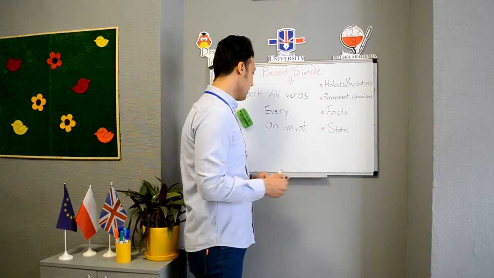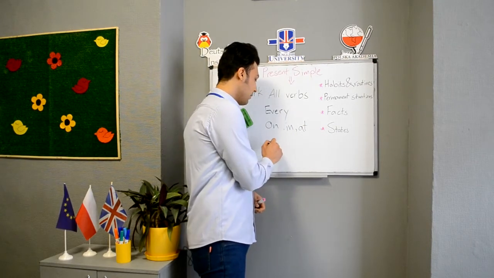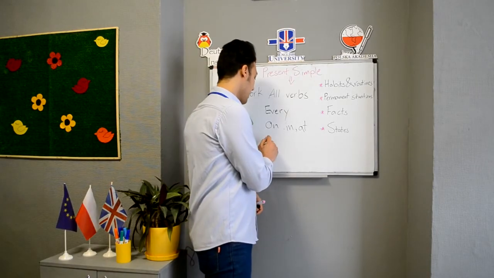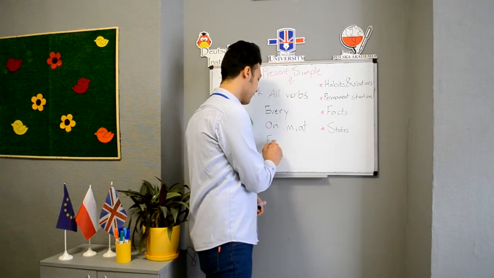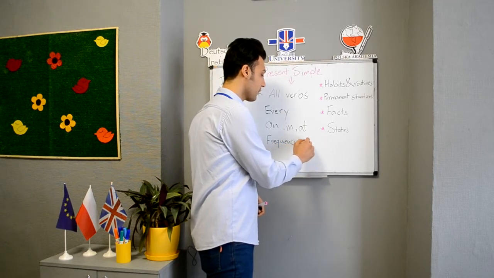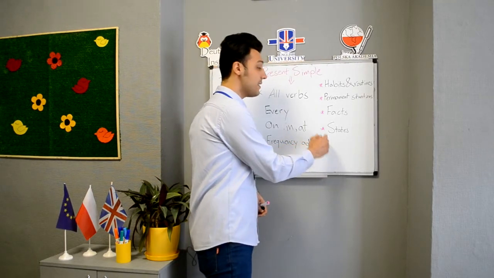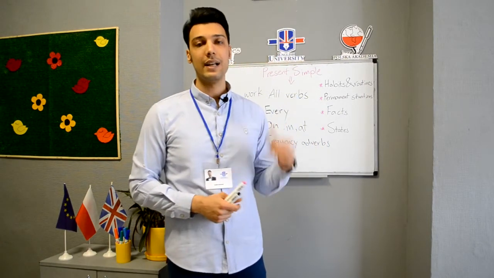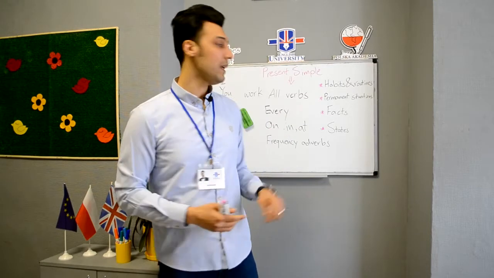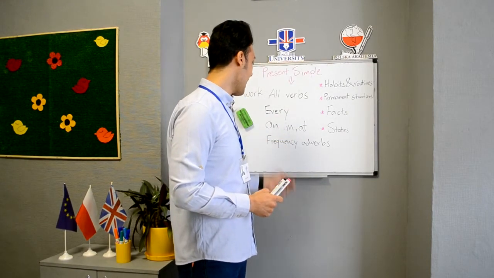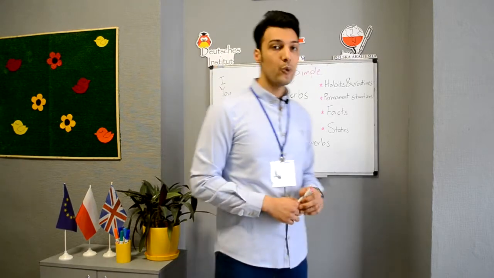The next signal words are words like usually, always, rarely. They are called frequency adverbs. When we see them, we should use present simple. So when we have these words, every, on, in, at, and frequency adverbs, we use present simple.